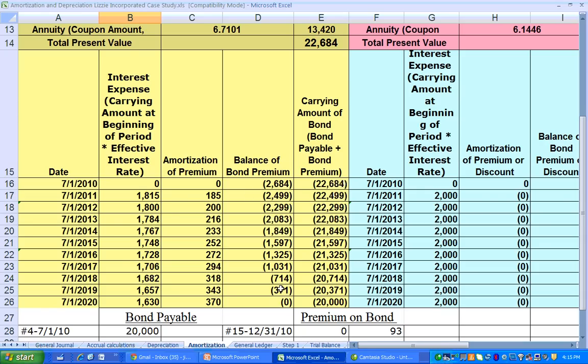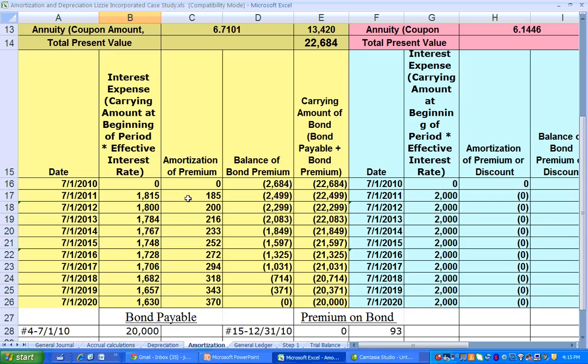And I put up here the calculation. All you're doing is you're taking the carrying amount from the beginning of the year and you're multiplying that by the effective interest rate of 8%. That gives you interest expense of $1,815. The difference between that and what is being paid of $2,000 in interest is how much you're amortizing the premium for. And that reduces the balance in the bond premium account, gives you a new carrying amount.